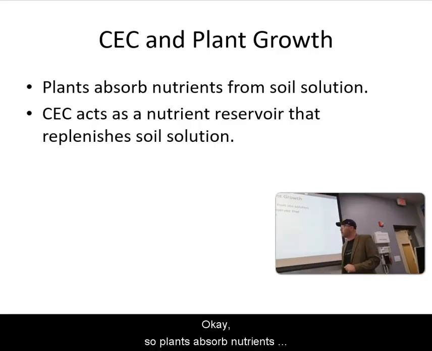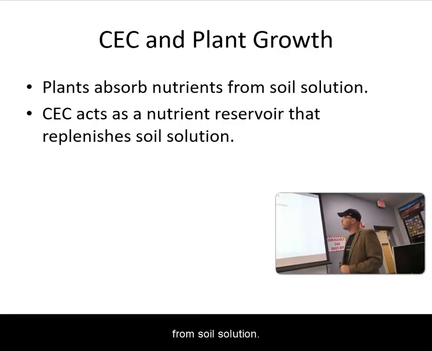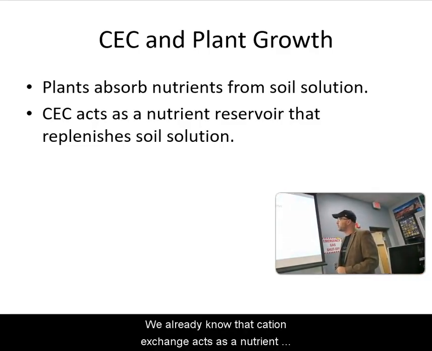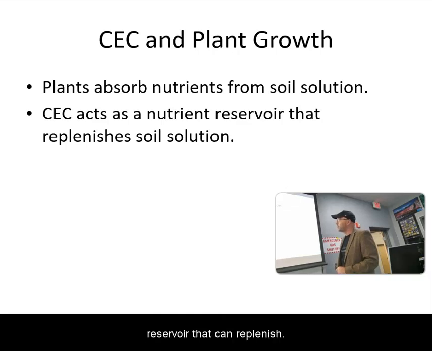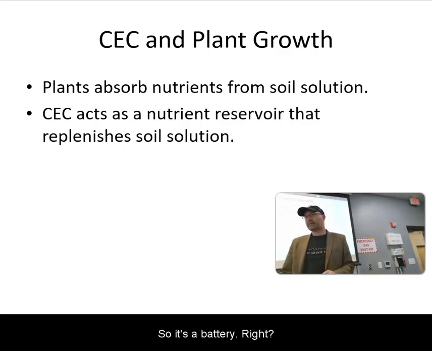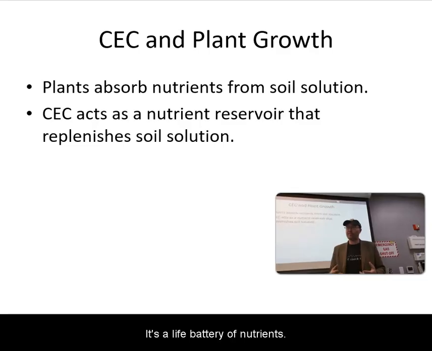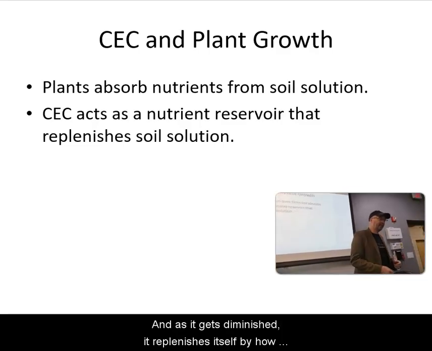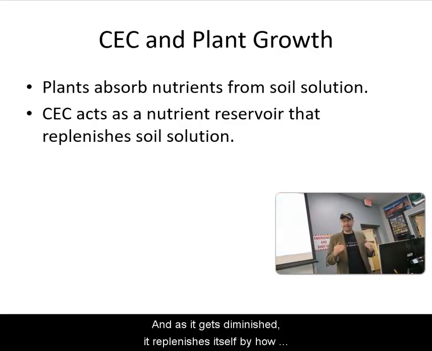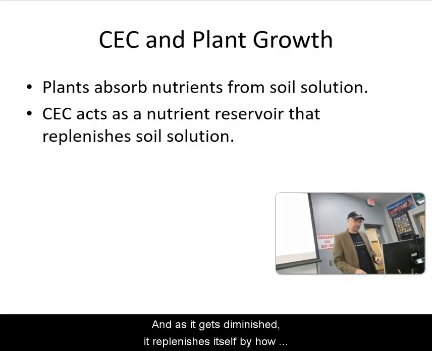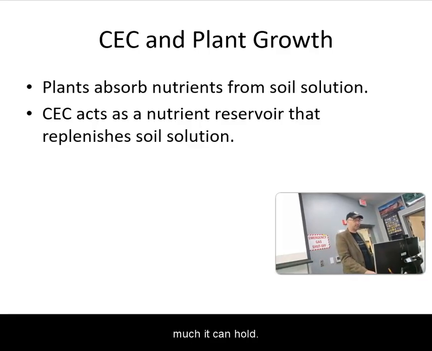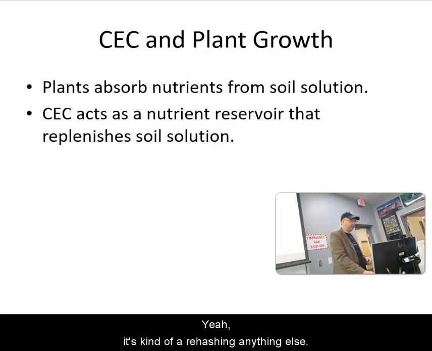Okay, so plants absorb nutrients from soil solution. We already know that. Cation exchange acts as a nutrient reservoir that can replenish the soil solution. So it's a battery, right? It's a life battery of nutrients, and as it gets diminished, it replenishes itself by how much it can hold. Yeah, it's kind of a rehashing.